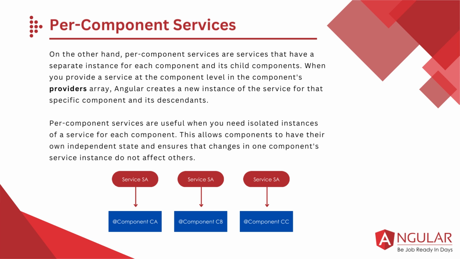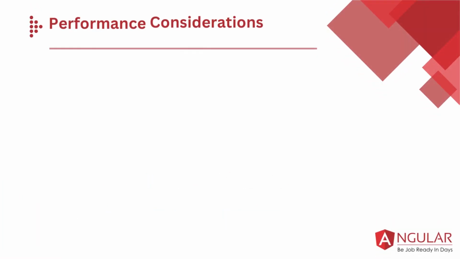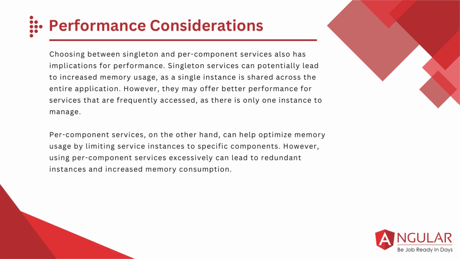Per-component services are useful when you need isolated instances of a service for each component. This allows components to have their own independent state and ensures that changes in one component's service instance do not affect others. 3. Performance considerations. Choosing between singleton and per-component services also has implications for performance.